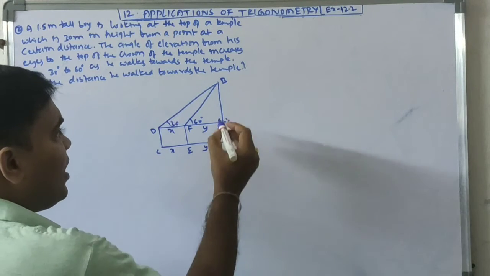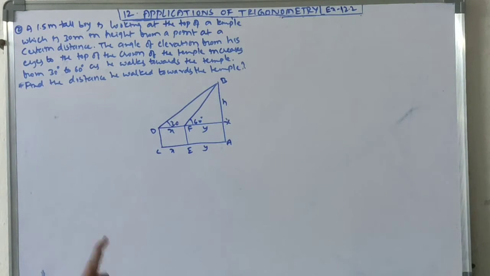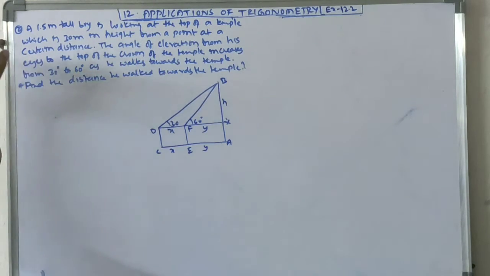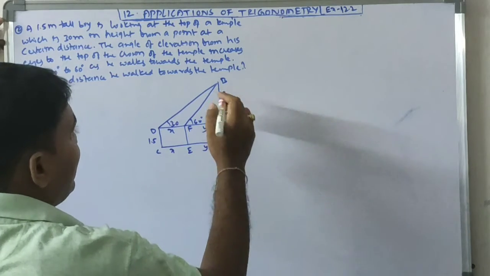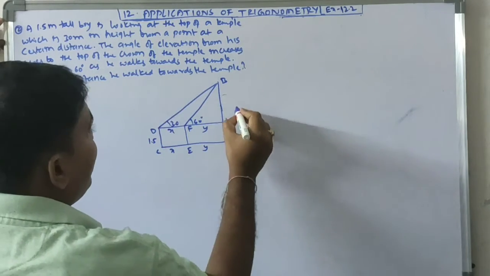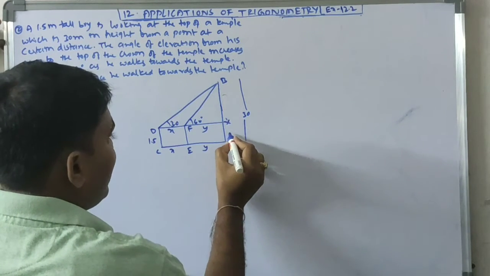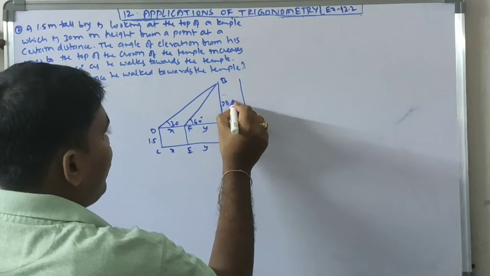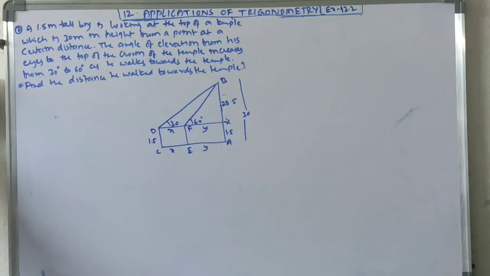So I am taking BX equal to h. Next, this is equal to 1.5. Actually, AB is given as 30 meters. So AB equal to 30. This is 1.5, and this is 30 minus 1.5, 28.5. Now we need to find out the value of x.